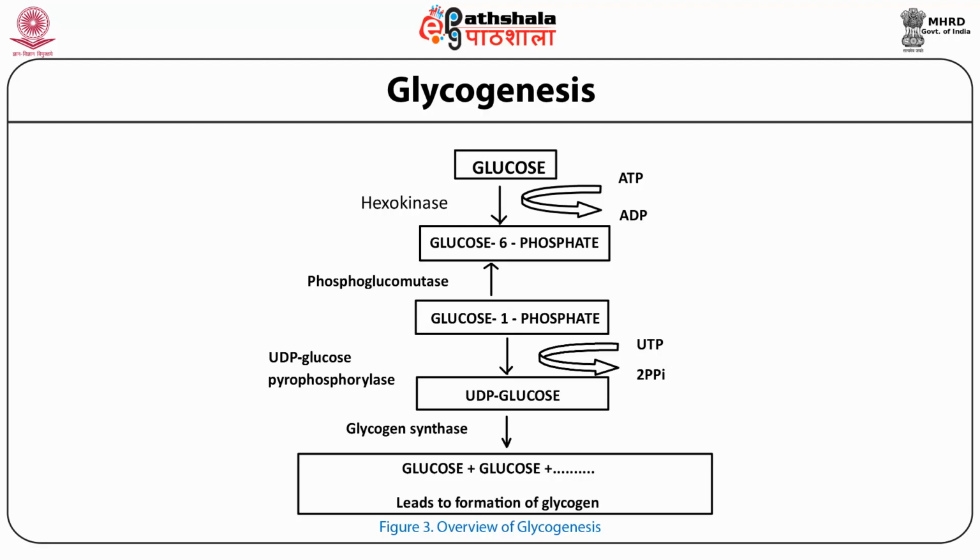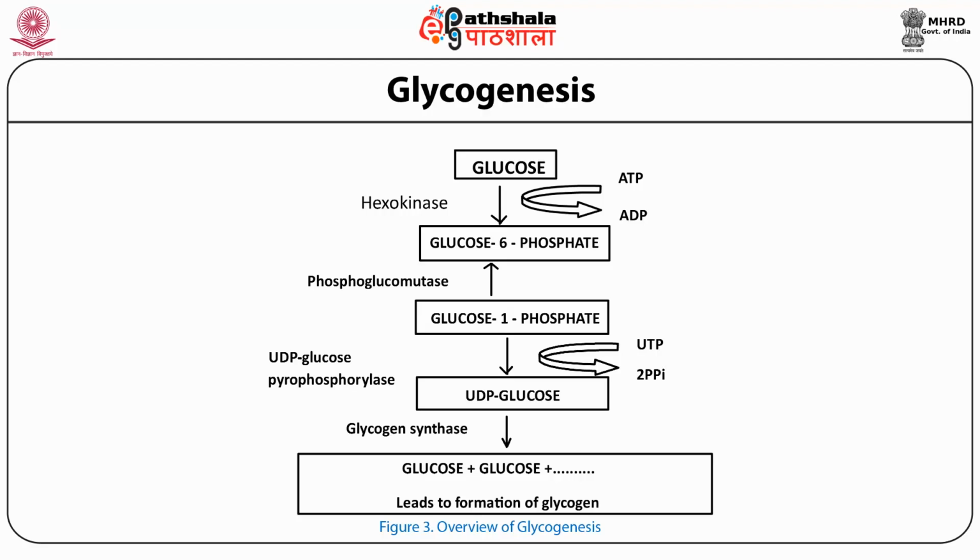Looking at the overview of glycogenesis, we can see that glucose is converted into glucose 6-phosphate by the enzyme hexokinase and ATP is converted into ADP. This reaction is non-reversible. Now, glucose 6-phosphate is reversibly converted into glucose 1-phosphate by the enzyme phosphoglucomutase. There is no either input or production of energy during this reaction.